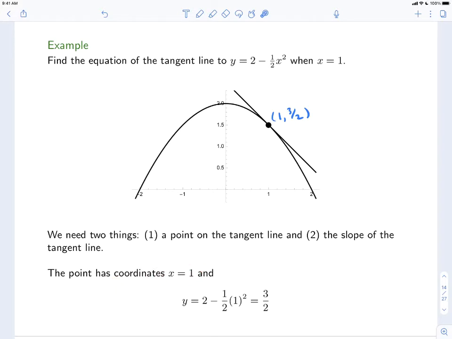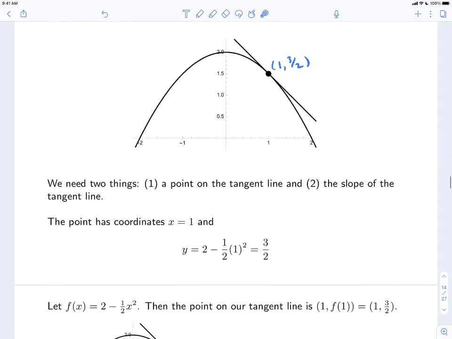X is equal to 1, and you know that y is equal to 2 minus 1/2 x squared. So if x is equal to 1, you just replace this x with 1. That's what we've done here: 2 minus 1/2 x squared. Of course 1 squared is 1, so 2 minus 1/2 is 1.5 or 3/2. So that gives us the point. You need two things to write down the equation of a line. You need a point, which is the point of tangency, and you need the slope. Now we know how to find the slope of the tangent line.